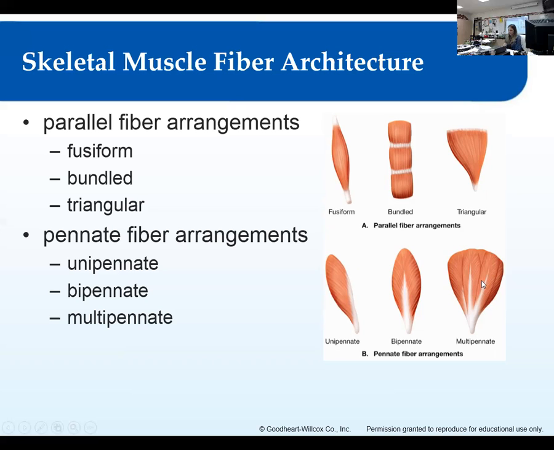There you go. I said deltoid on the triangular one. I was wrong. I should have read my examples in here. Biceps is fusiform, rectus abdominis is bundled, and pectoralis major is an example of a triangular one. There you go. Okay.